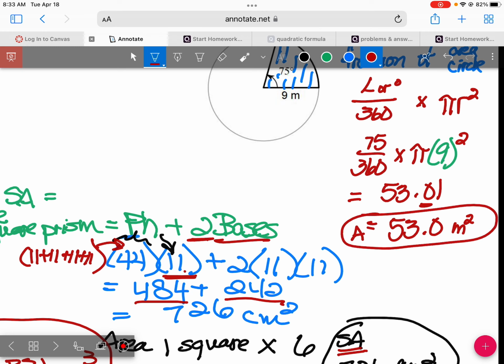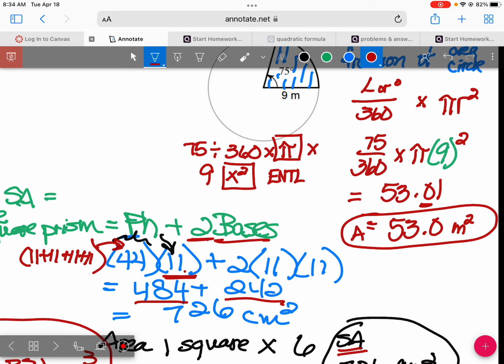Okay. All right. You did not get that? You would do 75 divided by 360 times the pi button times 9, and then you would hit the x squared button and finally enter. That should give it to you. Okay?